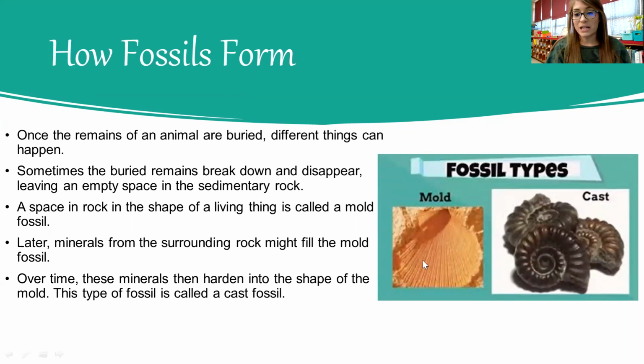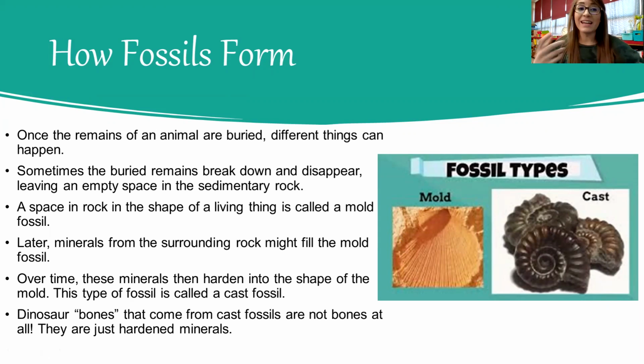Okay, so here's the difference. Here is a mold that is left. It's like an impression, so it's hollow. And then here is the cast where it's actually the shape of it. And fun fact, dinosaur bones that come from cast models are not actually bones at all. They're just hardened minerals. So if a dinosaur bone came from a cast model like this, it's not actually the bone. It's just the minerals that took the shape of the bone.